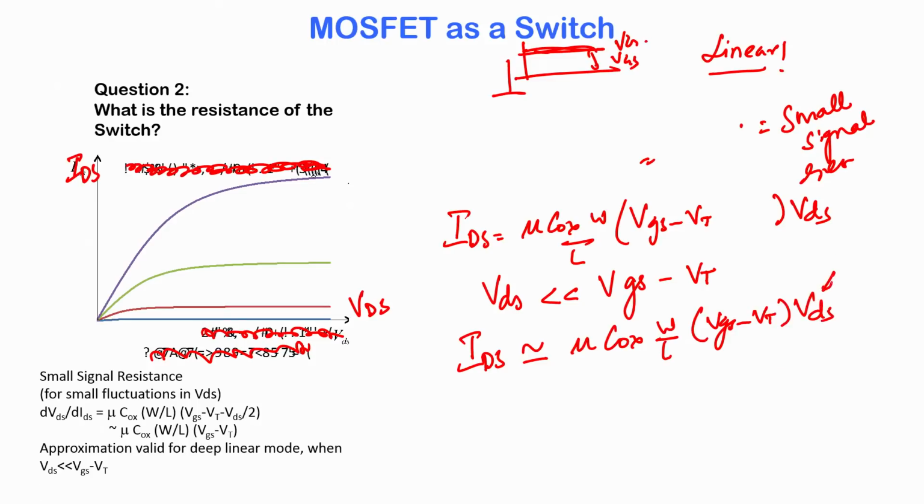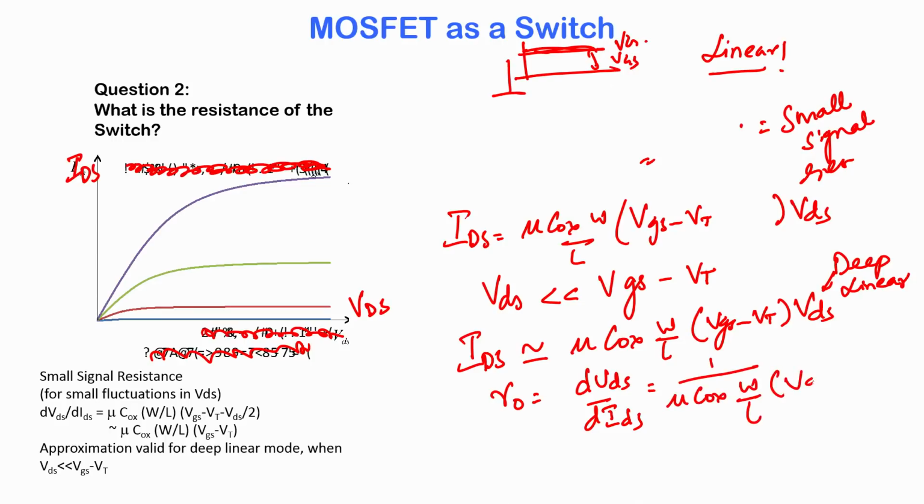Okay, so this is something called deep linear. It is a very linear operation, where VDS is much smaller than VGS minus VT. So now, what is the small signal output impedance? What is the output impedance of the MOSFET? It is dVDS by dIDS, which is 1 by mu Cox W over L into VGS minus VT.